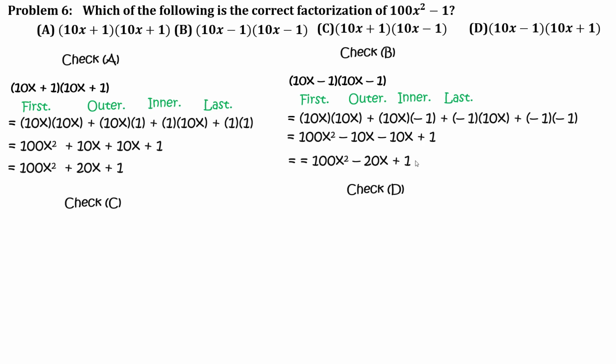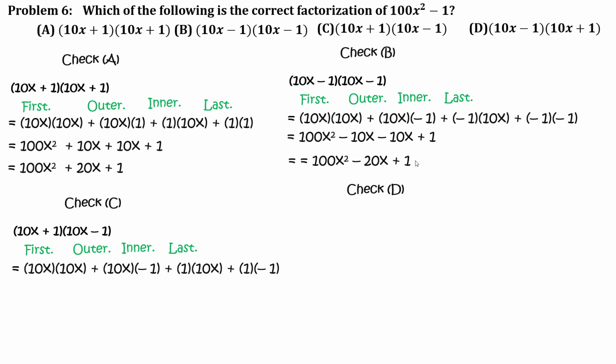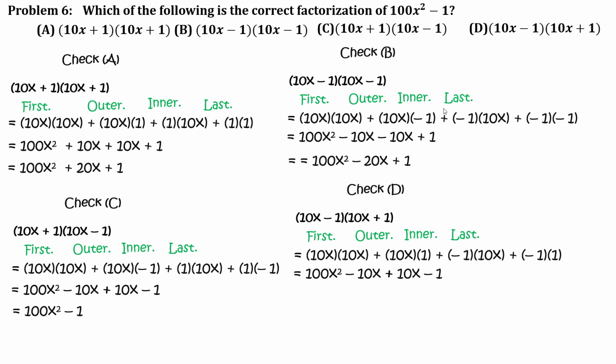C is 10x plus 1 times 10x minus 1. So if I check C, I get 100x squared minus 1. Notice something, C and D are really the same answer choices because all I did was just swap the factors. 10x plus 1 times 10x minus 1 is the same as 10x minus 1 times 10x plus 1. So if I check D, I do get the same answer as well, 100x squared minus 1. Because multiplication is commutative. You can swap the factors.